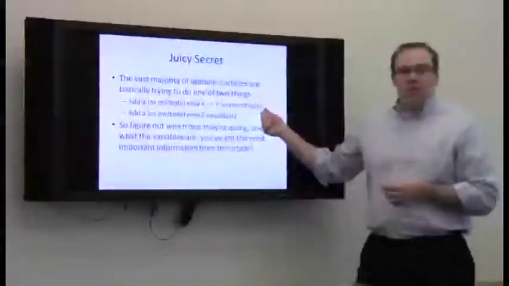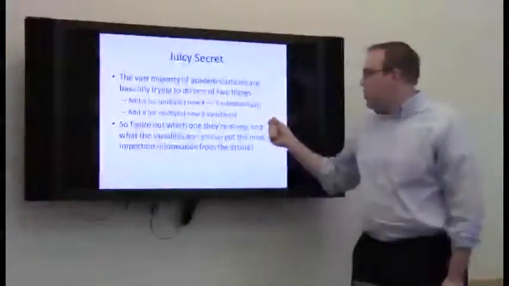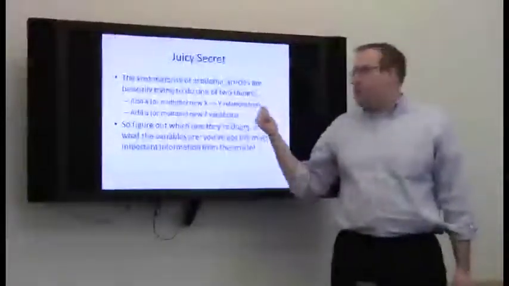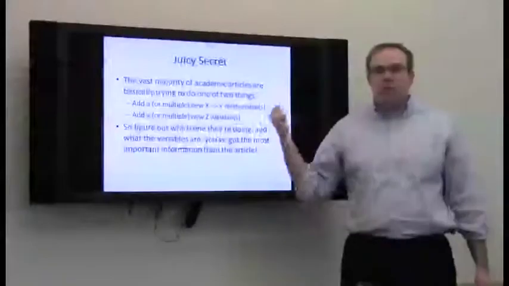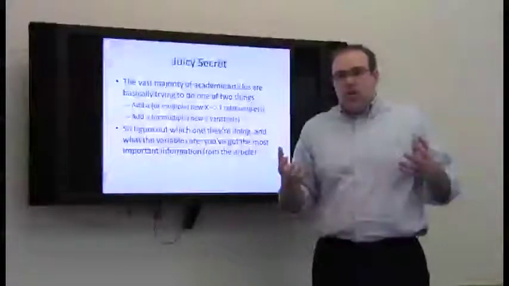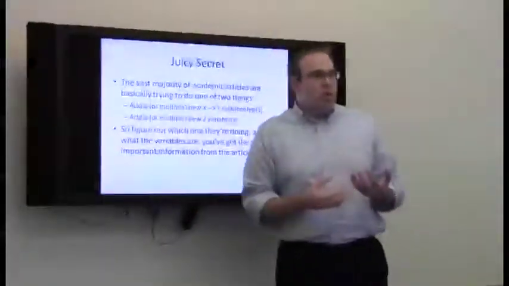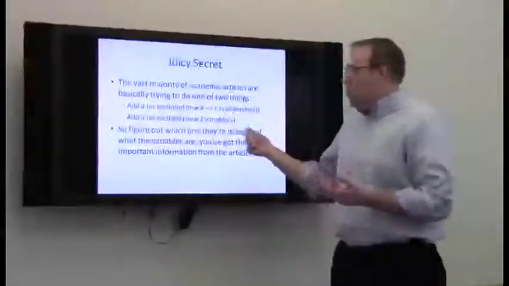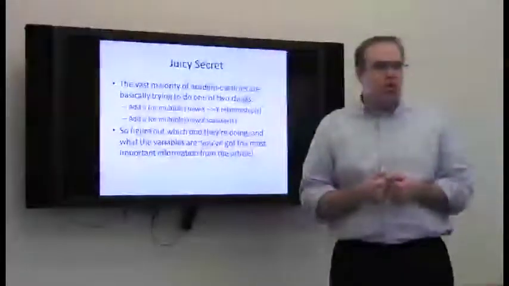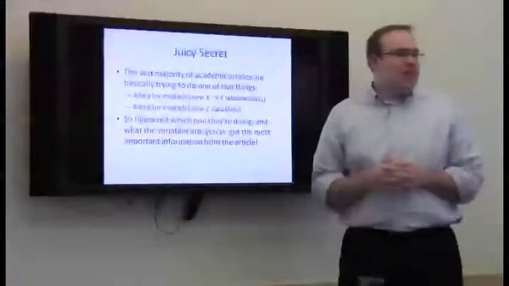But if you know that this is what almost all the academic articles you're trying to read are doing, it helps because you just have to figure out which one they're doing and what the variables are. And if you've done that, then you've pulled the most important thing out of the article. So once you figure out what the X, Y, and Z are in the study, you can answer your wife or husband's question, what was the article about?